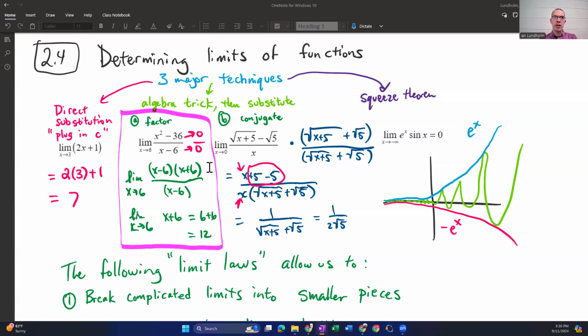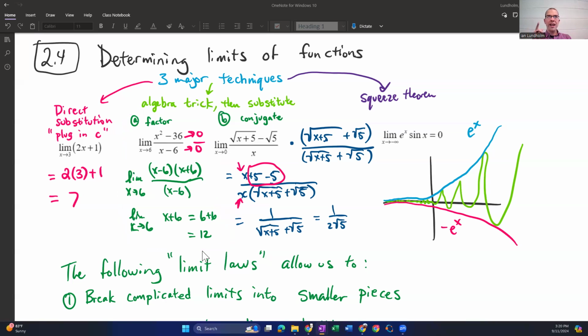But if we factor the top, then we can cancel out the common x minus 6 factor. And when we're just left with x plus 6, we can plug in 6 into this x and get 12 as an answer. So sometimes factoring out this place where we would have a hole in the function, because 6 wouldn't be part of the domain here, when we factor that out, we get an actual answer. So that's pretty cool too.